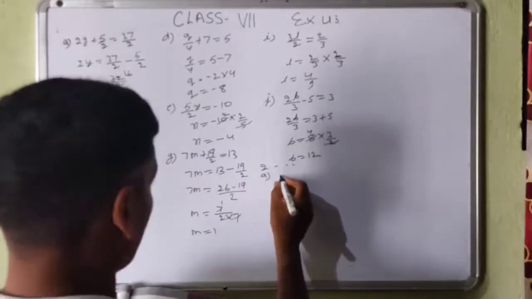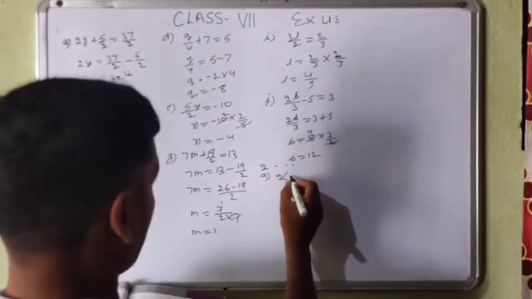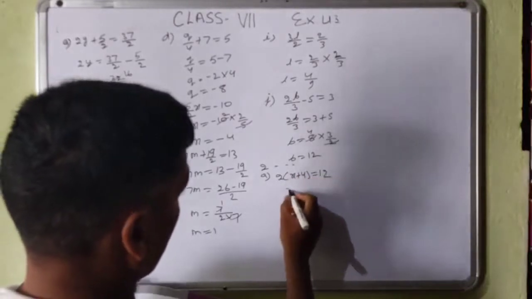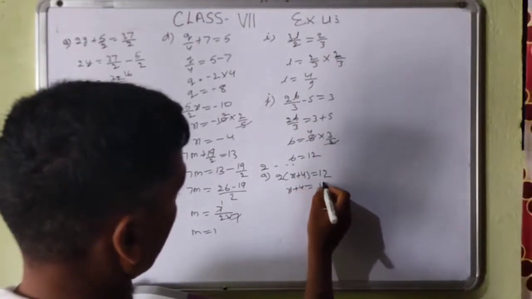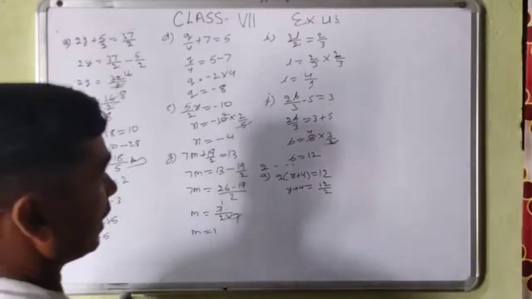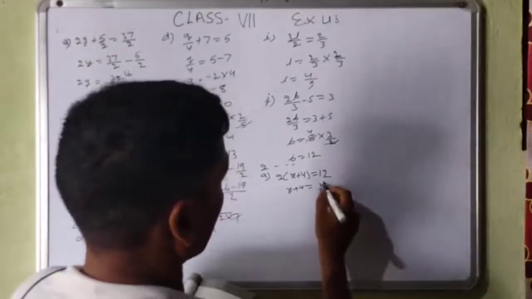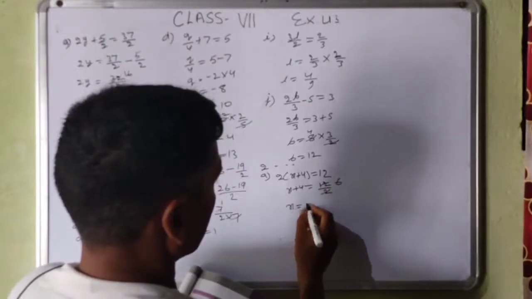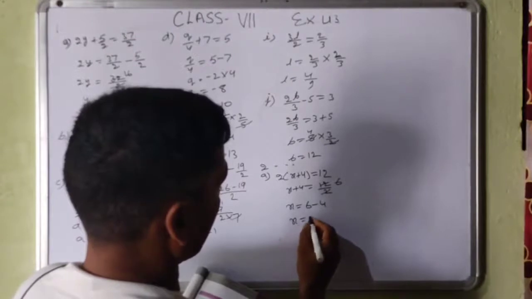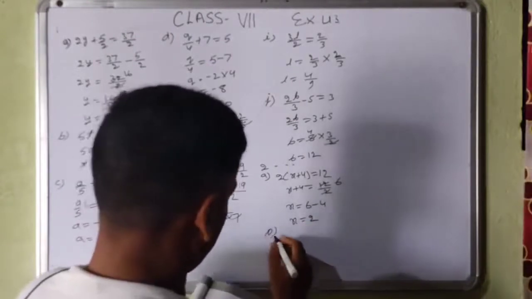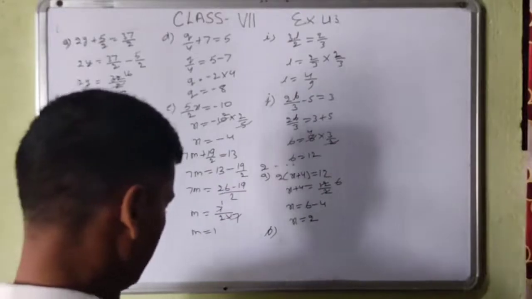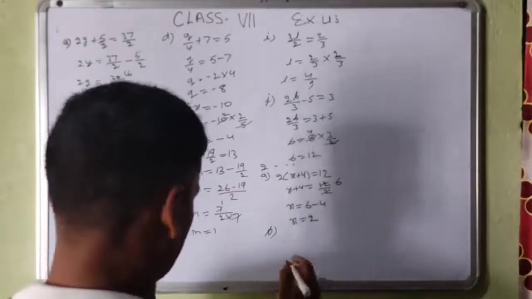A part, 2 bracket x plus 4 is equal to 12. So x plus 4 is equal to 12 upon 2, that will go to that side because it is given as multiply. So 2 sixes are 12. So x is equal to 6 minus 4, this will go as minus, so x is equal to 2. B part you can do very easily. See that B part also.